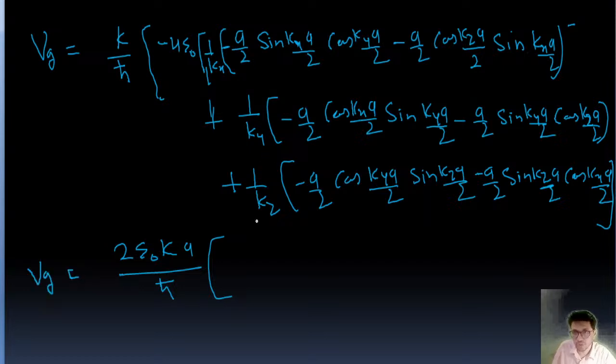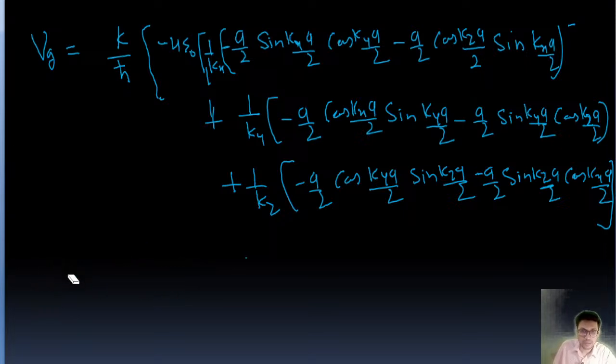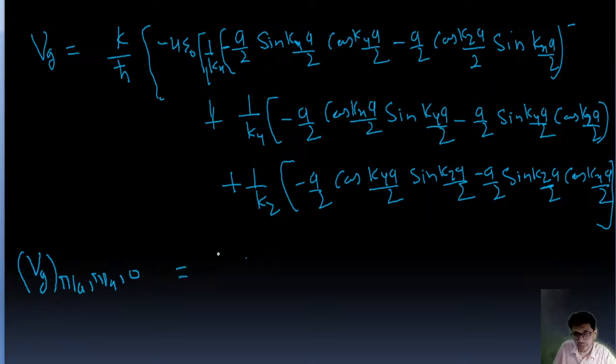So this is going to be now sin(kx a/2) cos(ky a/2) plus this will go long, right? So what I can do is put the value directly, guys. That will be better. So this is Vg at (π/a, π/a, 0). Okay, simple, guys. We can take minus common, and minus minus is going to be plus.